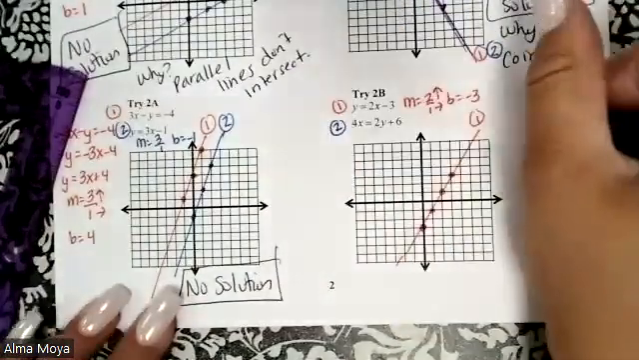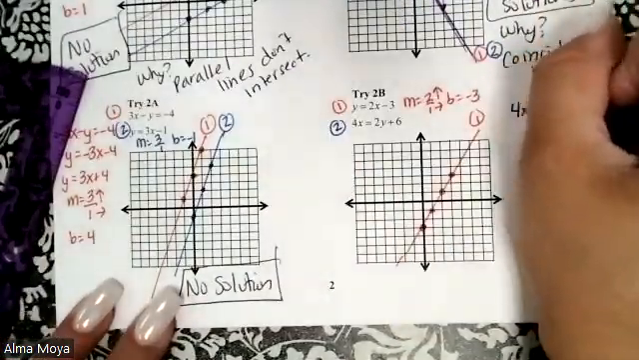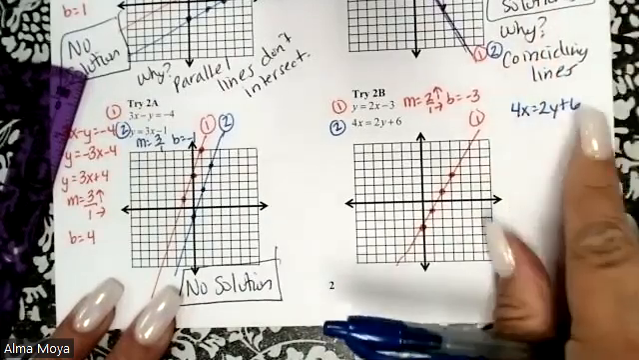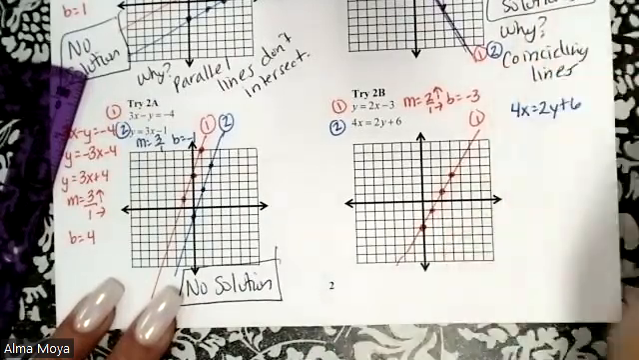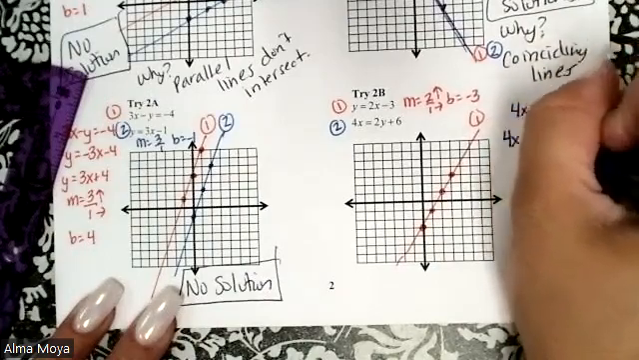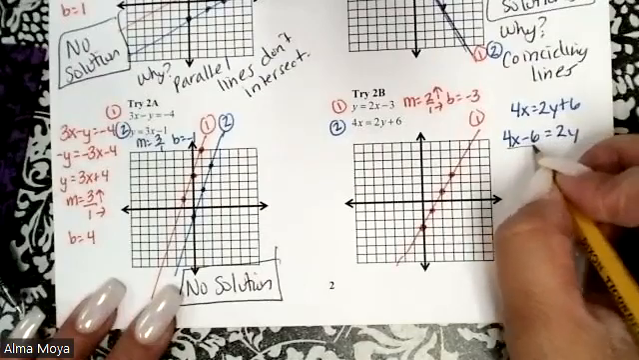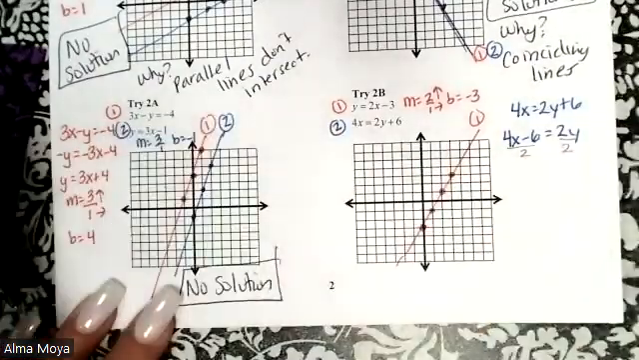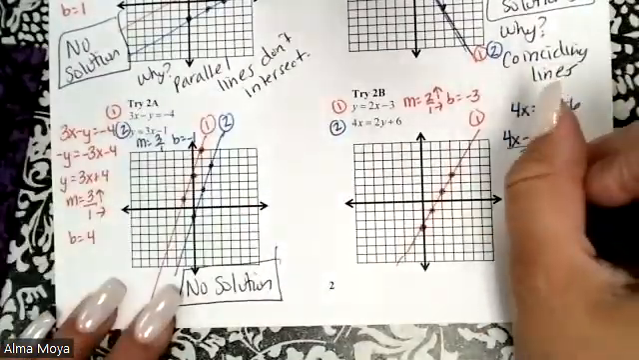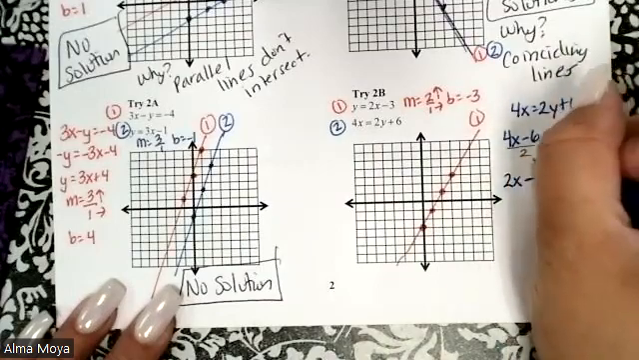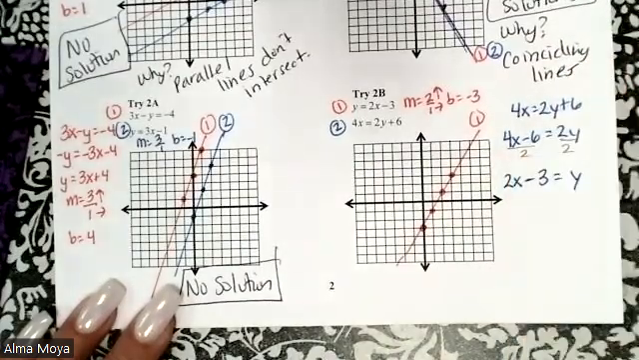On equation 2, we have 4x equals 2y plus 6. I need to move the 6 to that side, so I'm going to minus it. So that's 4x minus 6 equals 2y. And then if I divide everything by the number 2, so I get the y by itself, 4 divided by 2 is going to be 2x. 6 divided by 2 is going to be 3, and that equals y.